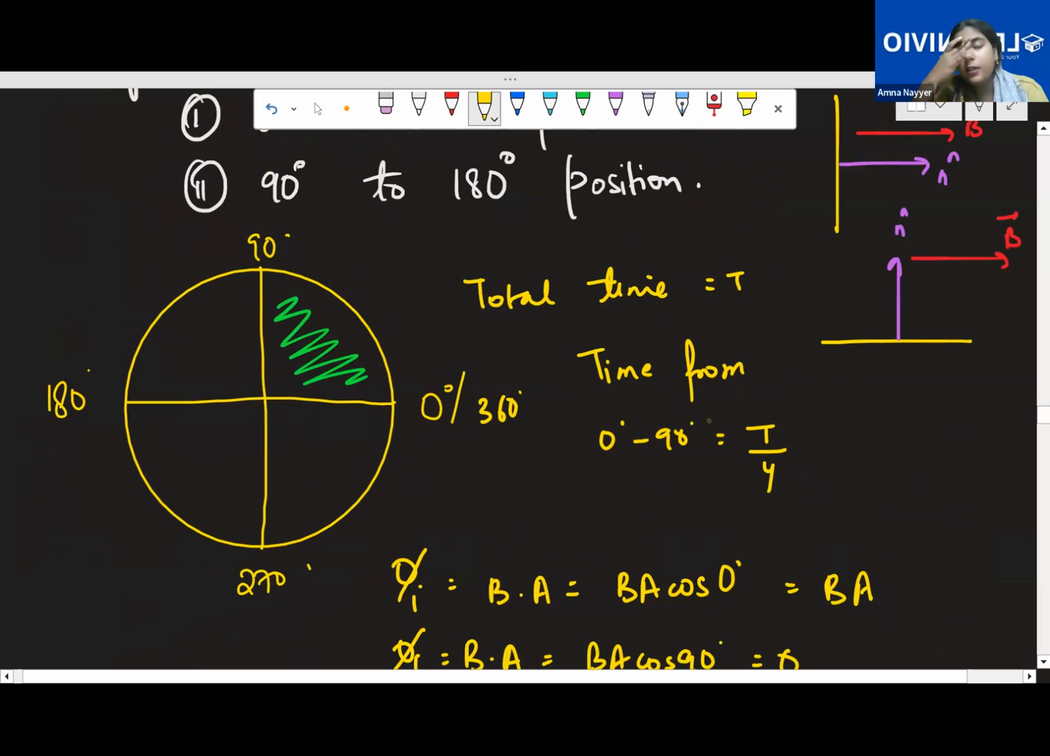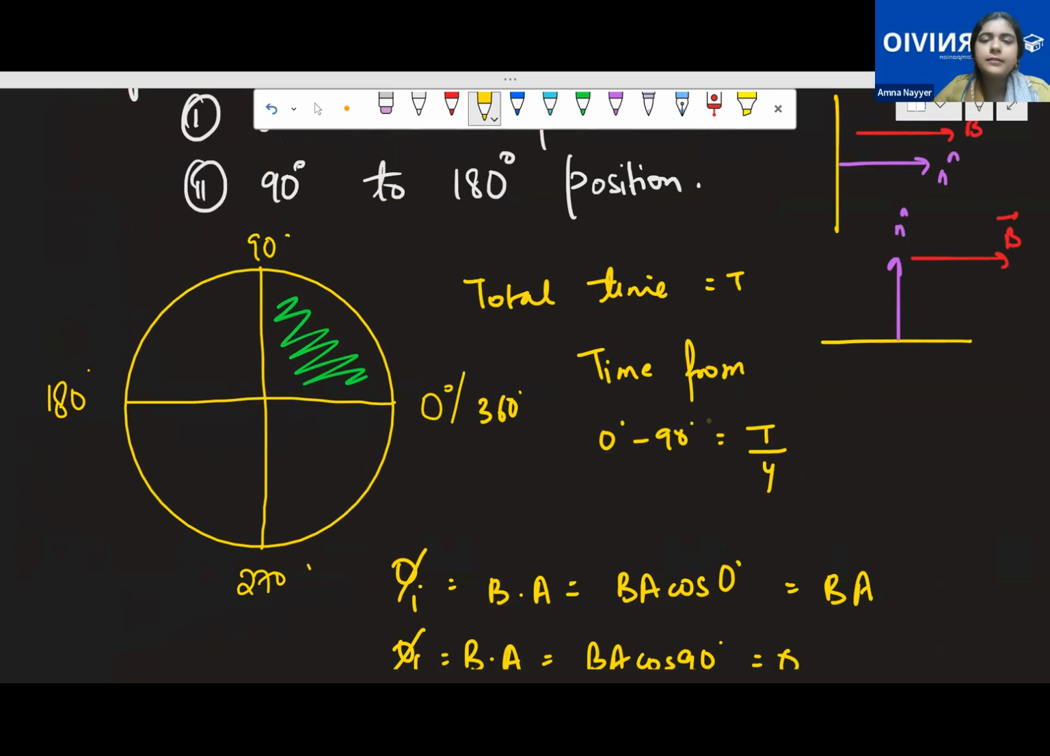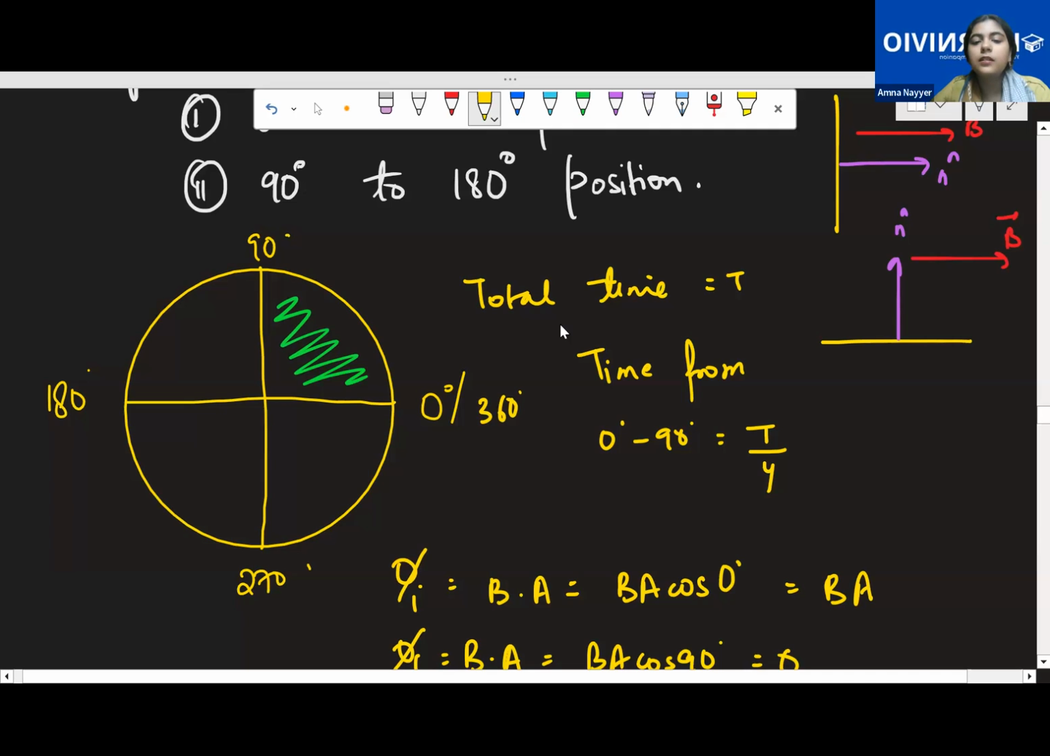Second part says 90 degree to 180 degree. What will be the time here in 90 degree to 180 degree? Same, I think. T by 3. Safrina, did you just answer this right now? The last one which you have written? This is for 90 to 180, Safrina, your answer? Yes, sir. Okay. What about others?